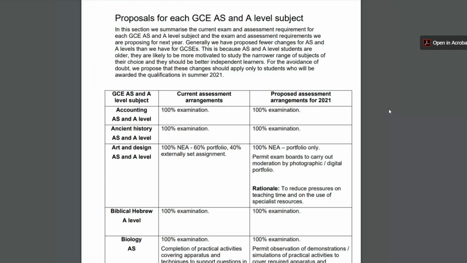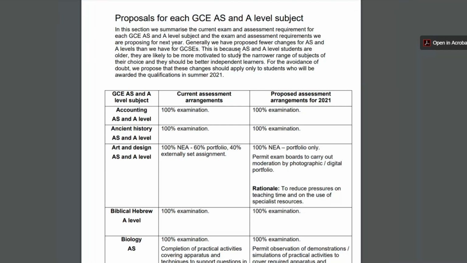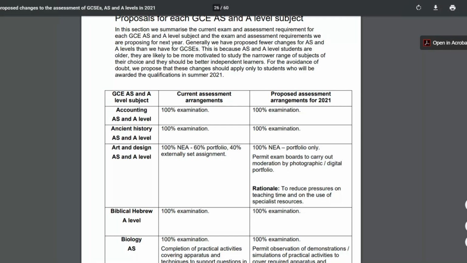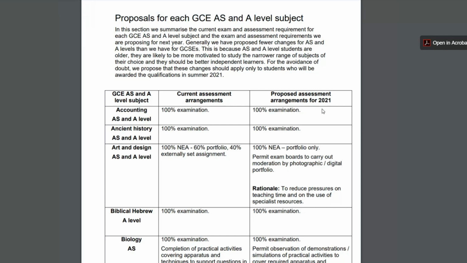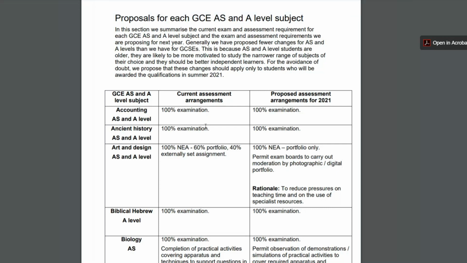So we're going to begin with accounting AS and A level. In the past, as you can see here, it was 100% examination, and they're proposing for 2021 that there's no change there, 100% examination still. We're seeing a similar thing for ancient history, AS and A level. They stay the same, 100% examination, no changes.